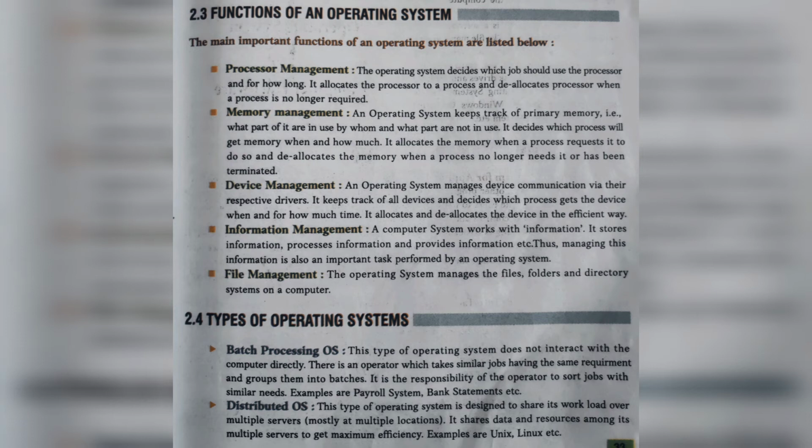What are the types of operating system? Batch OS, or batch processing OS. This type of operating system does not interact with the computer directly. There is an operator who takes jobs with similar requirements and groups them into batches. It is the responsibility of the operator to sort the jobs with similar needs. Examples are payroll systems, bank statements, etc.